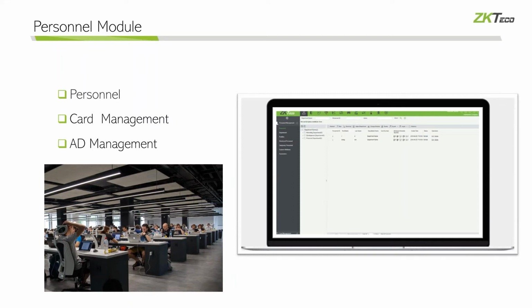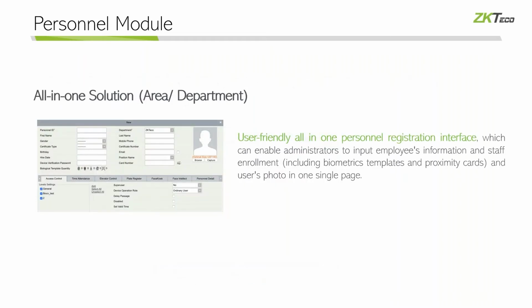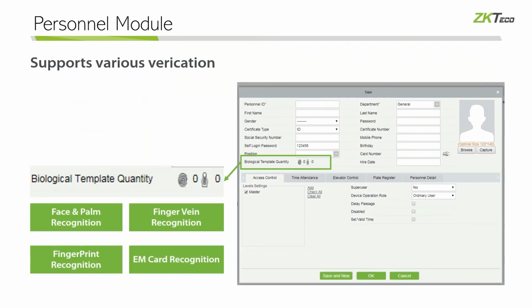Here is an overview of what we have in the personnel module, with different options. Here it explains it's the first module that we need to set up in order to use the system. But it's a friendly solution with all the settings in the same area, in which we will register the employee. Don't worry, you will have access to this presentation. Also, here we have the amount of templates that we have registered in the system.